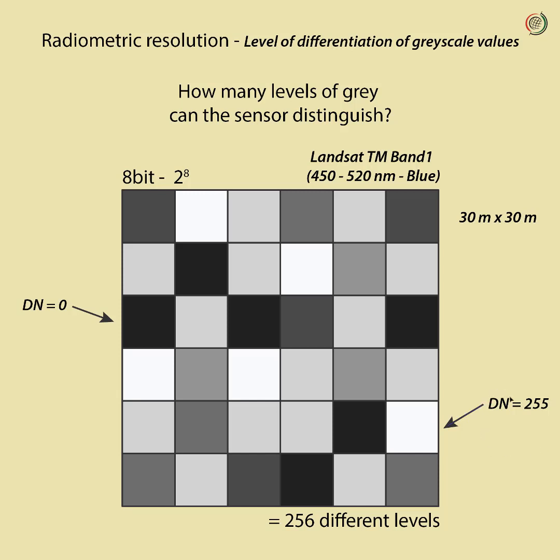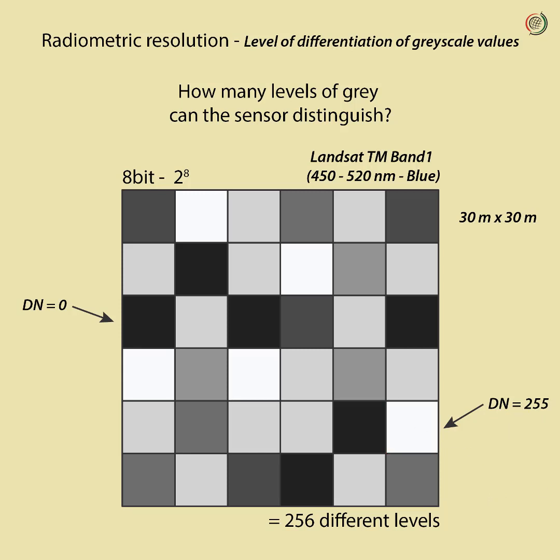Each pixel in a digital image contains a digital number, or DN, which is the radiometric value of each pixel. For an 8-bit image, 0 is the lowest, which appears black, which you see on the left, and 255 is the highest, which appears white, which you see on the right.